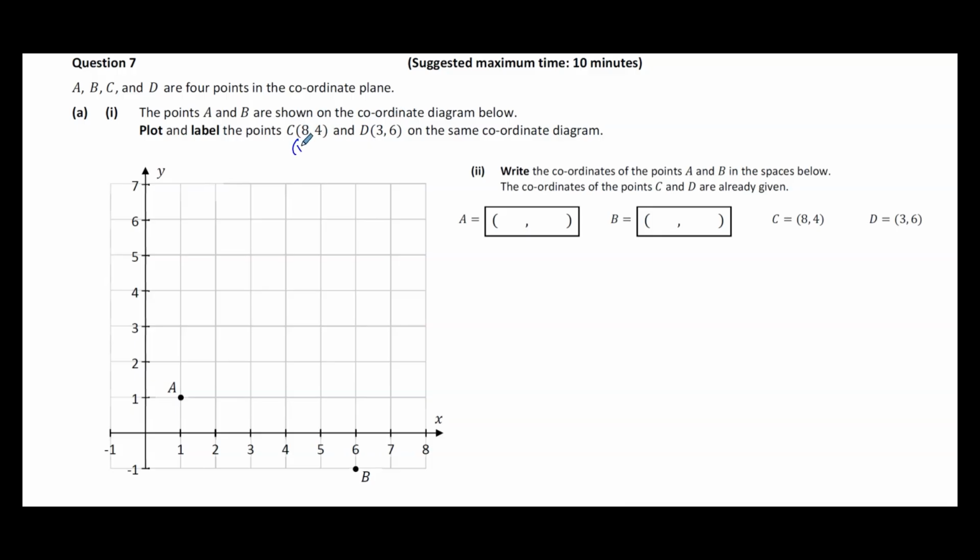So how do we plot them? Now, the first value in our bracket is always x, and the second one is y. The same here, x and y. That's where we read the x coordinates. That's where we read the y coordinates.